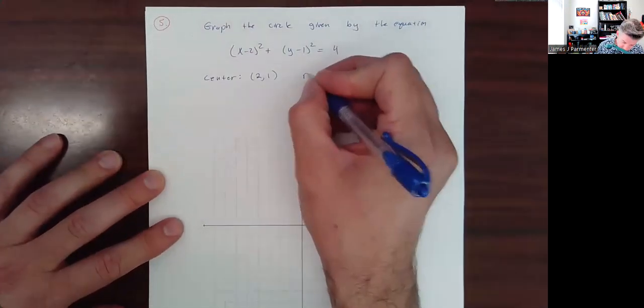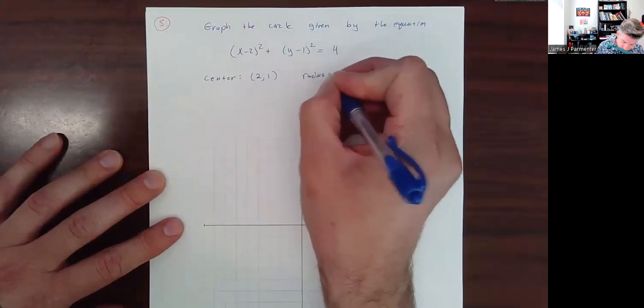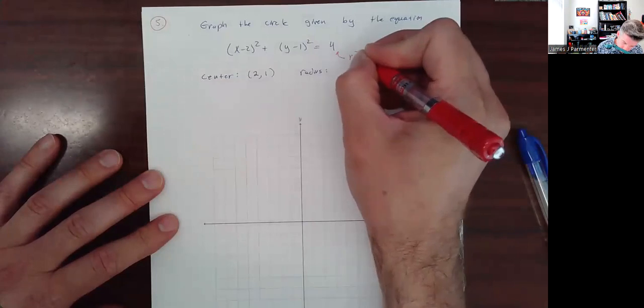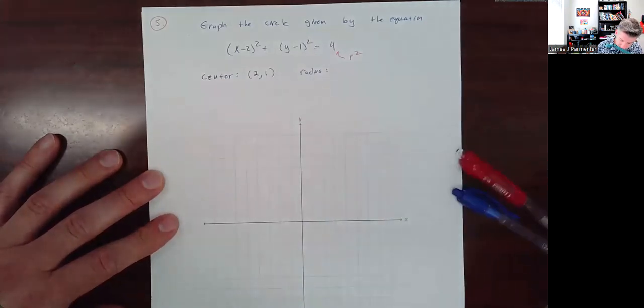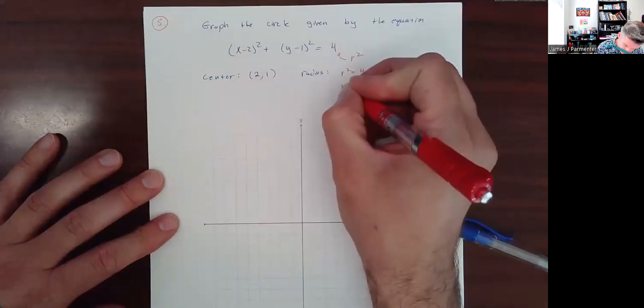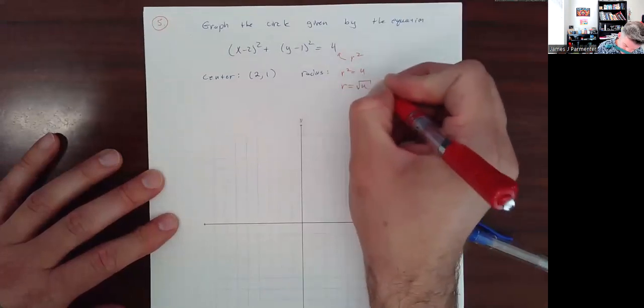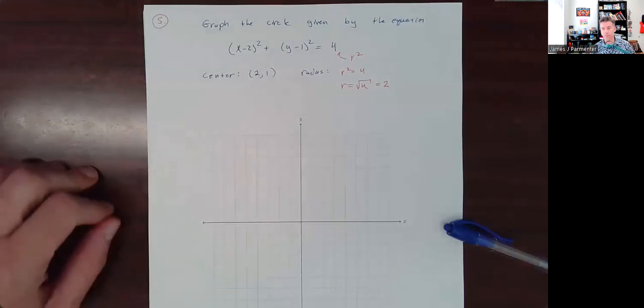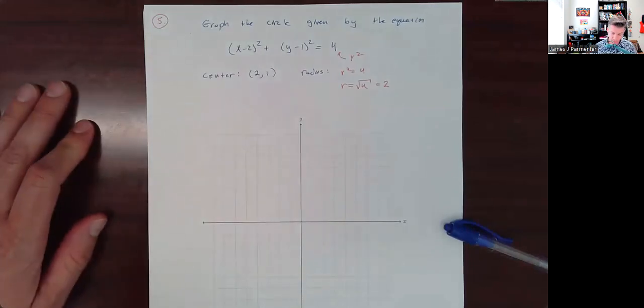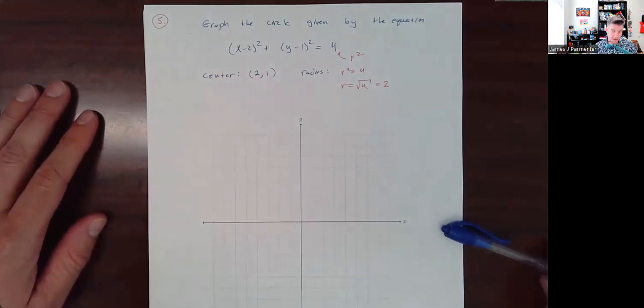The radius, well, this side here is supposed to be the radius squared. So the radius squared is equal to 4, which means the radius is the square root of 4, which is 2. Okay, so I have all the things I need. I have the center, (2, 1). I have the radius, value of 2.